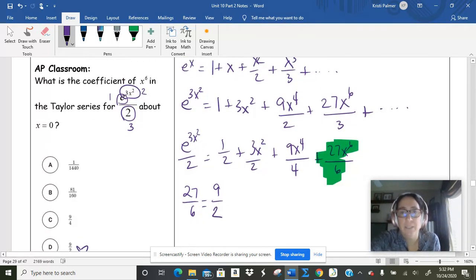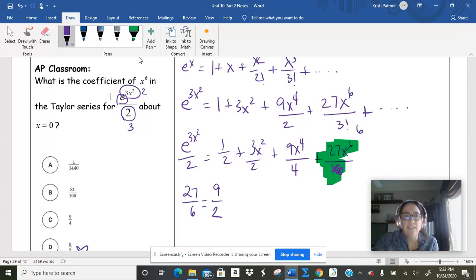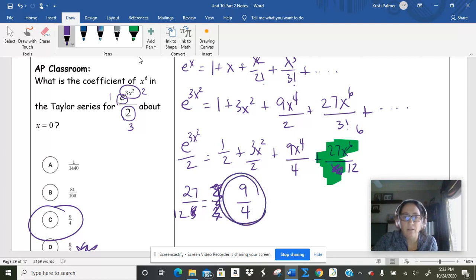Oh, I know what I messed up on. Christy Lynn, I did mess up. Did you guys see it? I forgot factorials. Oh, that's a factorial. So that's already a 6. And then 6 divided by 2, that's 12. That's where I messed up. So that's a 12. So that one's wrong. So that would end up being a 9 over 4. I got myself. Okay. Sweet.